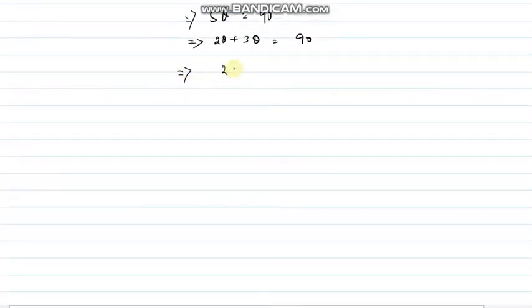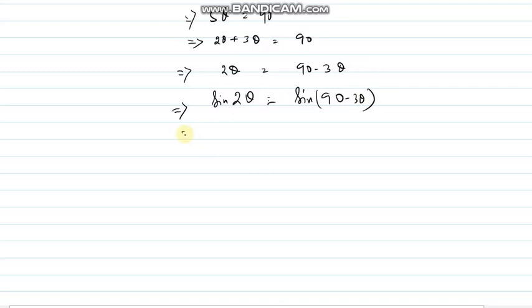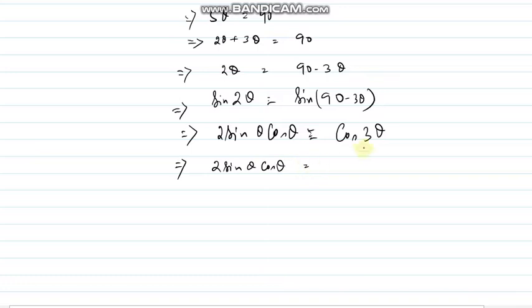Next, can we write 2 theta as 90 minus 3 theta? So on both sides, if I apply sin, sin 2 theta equals sin of 90 minus 3 theta. Sin 2 theta, the formula is 2 sin theta cos theta, and sin of 90 minus theta is cos theta, so cos 3 theta. On the left hand side, I have used the formula 2 sin theta cos theta. On the right hand side, the formula of cos 3 theta is 4 cos cube theta minus 3 cos theta.